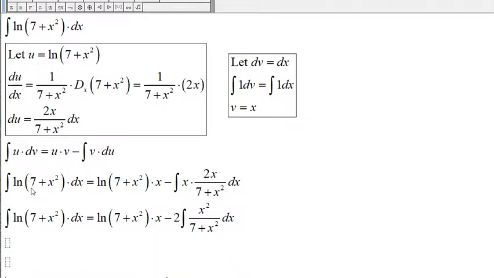And so now the integral of natural log of 7 plus x squared will be u times v, minus the integral of v times du. Here we have the constant 2. We can move it and place it in front of the integral, and then x times x is x squared.